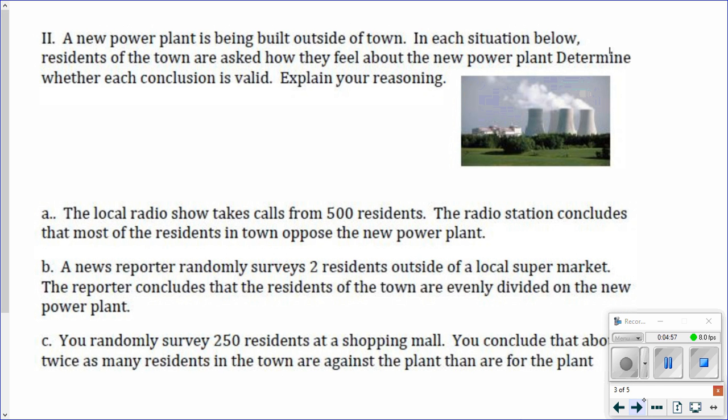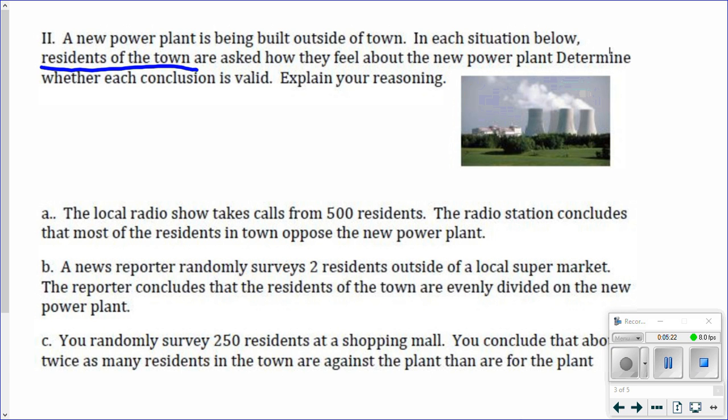So here's some more examples. A new power plant is being built outside of town. In each situation below, residents of the town are asked how they feel about the new power plant. Determine whether each conclusion is valid and explain your reasoning. So again, what's our population here? The population is residents of the town. So keep that in mind.